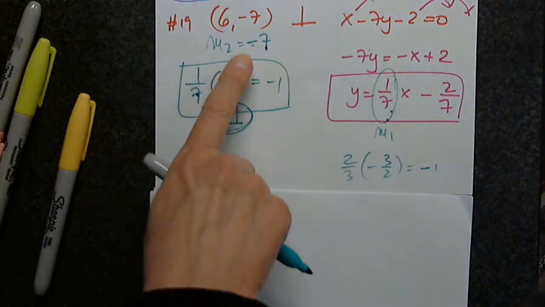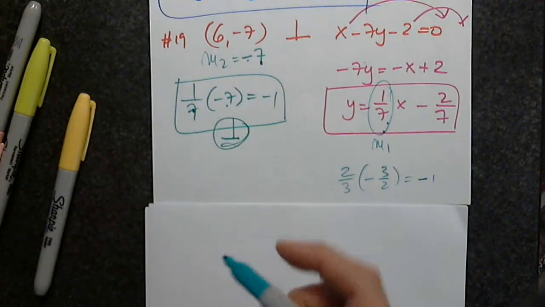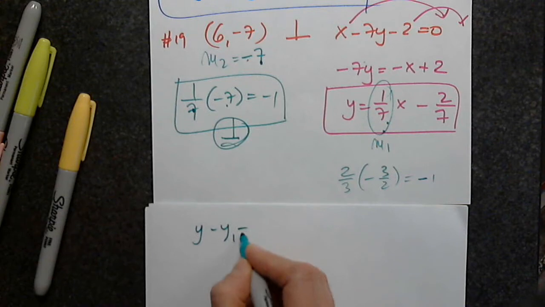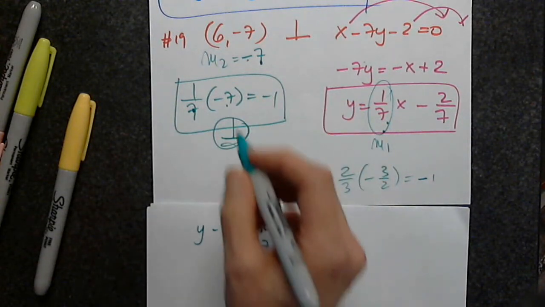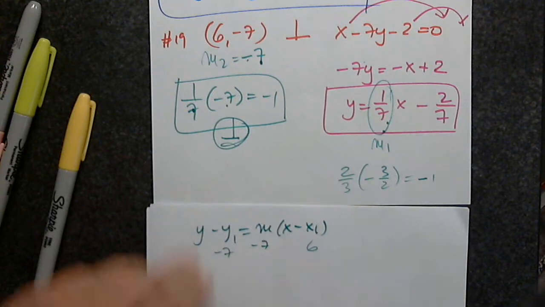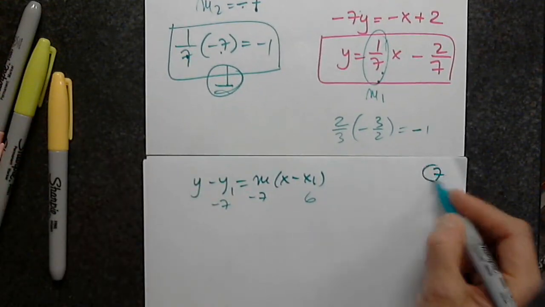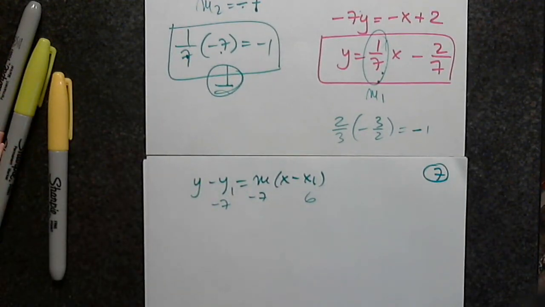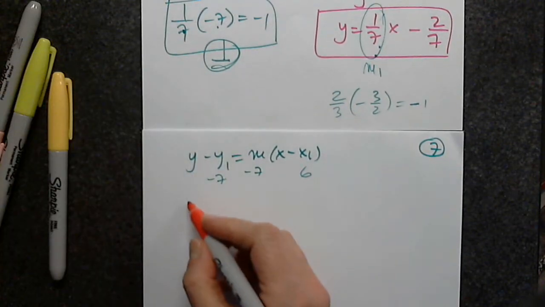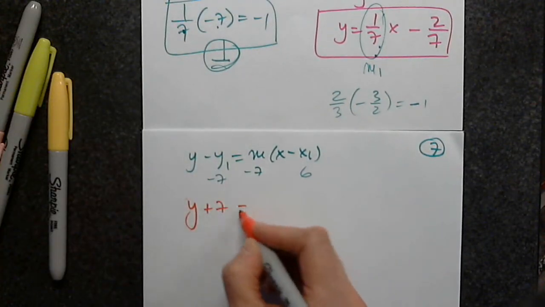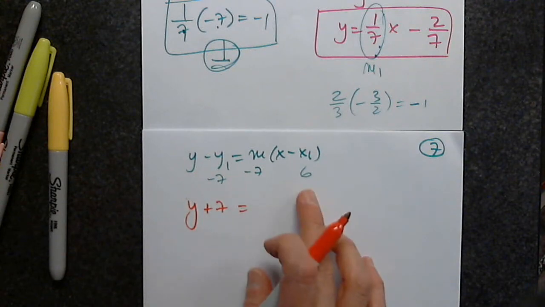We only found the slope. We did not find the equation. So then y minus y1 equals the slope times x minus x1, where the slope is negative 7 and the point is 6, negative 7. Is this okay? I wrote it backwards. That's okay. I put x minus x1. So y plus 7. That's why I write them underneath so I don't make a mistake.